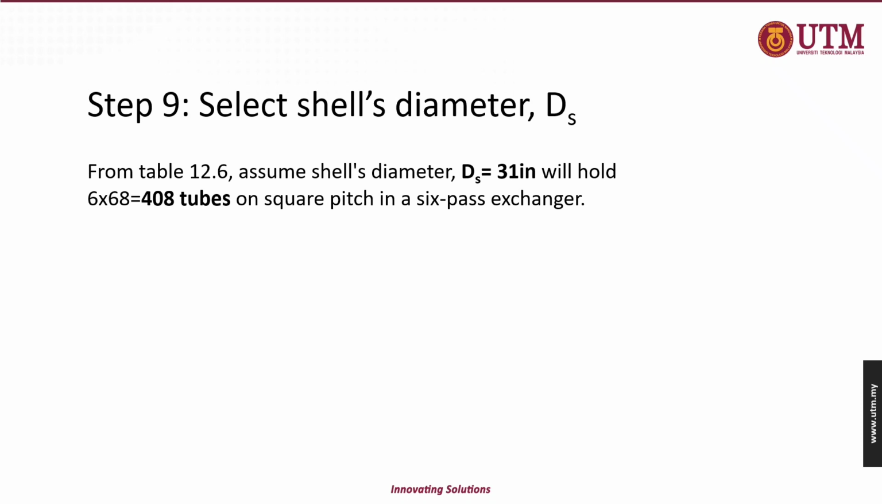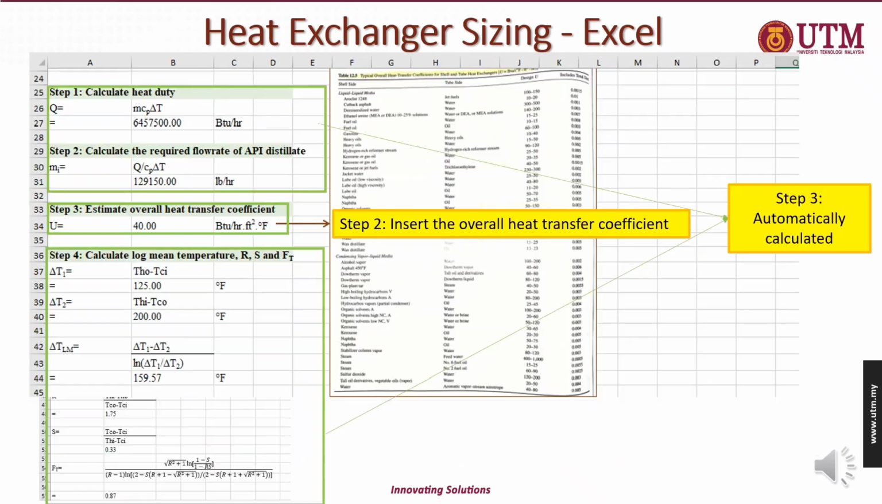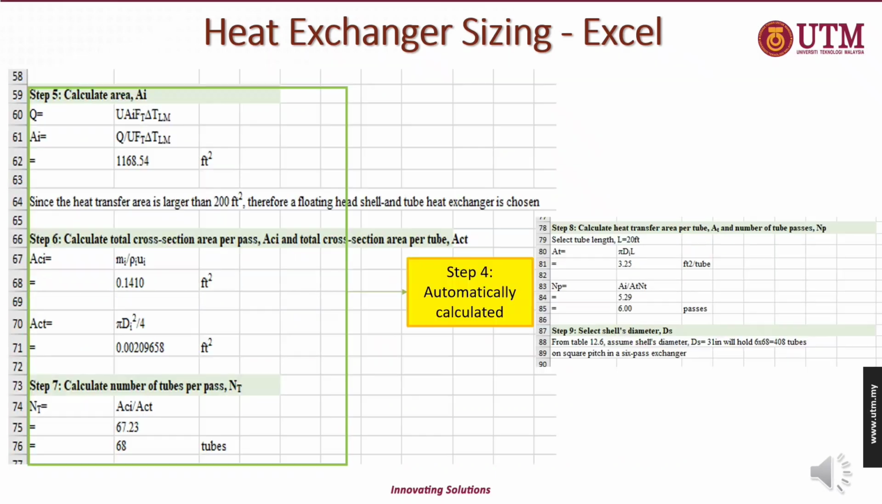6-pass exchanger. By using the same example, I would like to introduce the Excel tool for the heat exchanger sizing calculation. Basically, to use it, you just need to insert all the given values of the shell and tube heat exchanger information. Next, we also need to insert the overall heat transfer coefficient based on the shell side and tube side media. The values of number of tube passes and heat transfer area per tube are calculated automatically since all the equations are linked to each other.